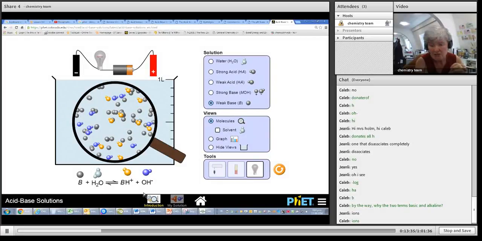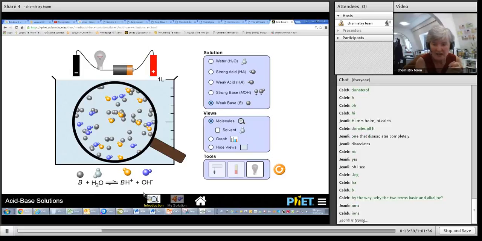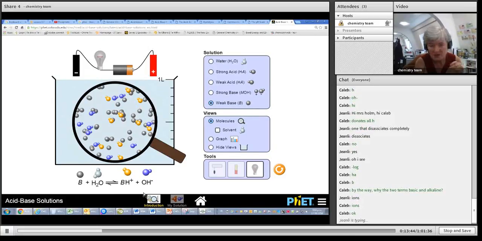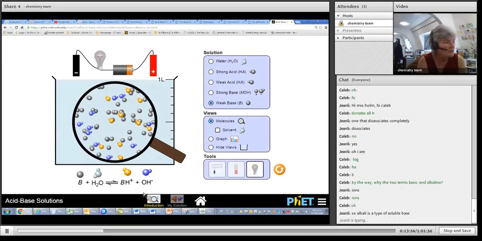So sodium hydroxide is a base and an alkali. Calcium hydroxide is a base, but not an alkali. So it's just to do with solubility. But both of them mean pH greater than 7. The alkaline has just got one extra step. Yes, so an alkali is a soluble base. Correct.